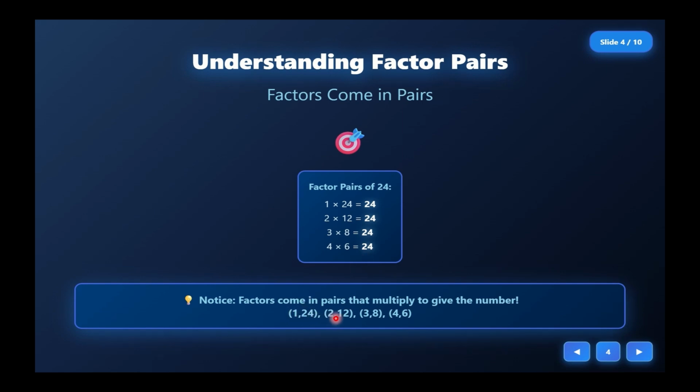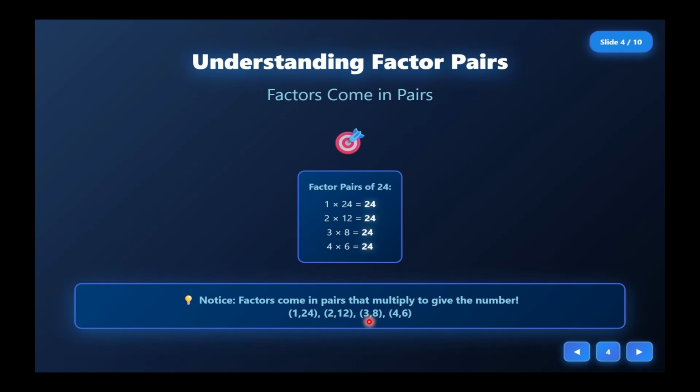This is actually a life hack for finding factors faster. Once you find one factor, you automatically know its pair. If 3 divides 24, then 24 divided by 3 is 8. So both 3 and 8 are factors. You only need to check up to the square root of a number, because after that, you are just finding the pairs which you have already discovered.